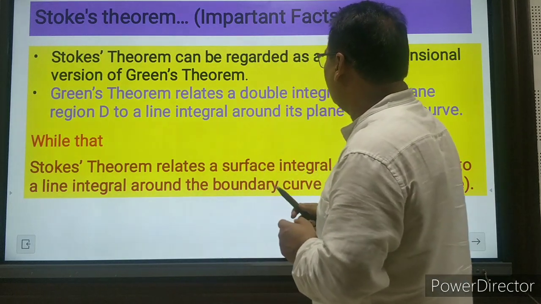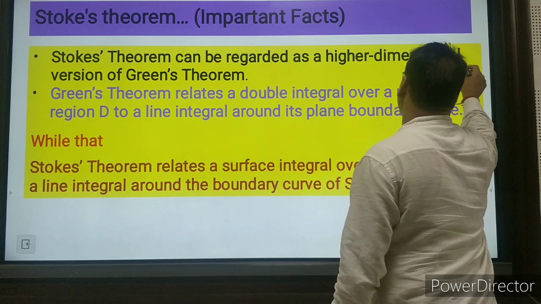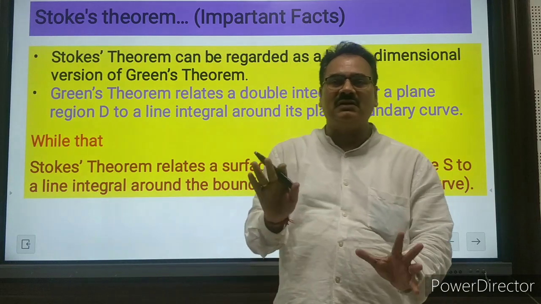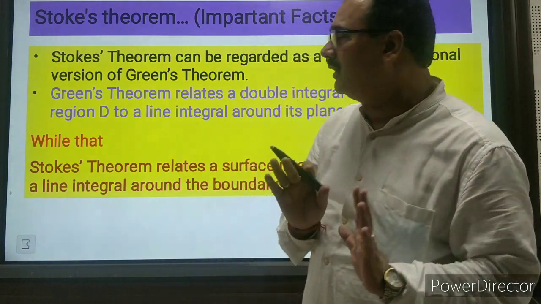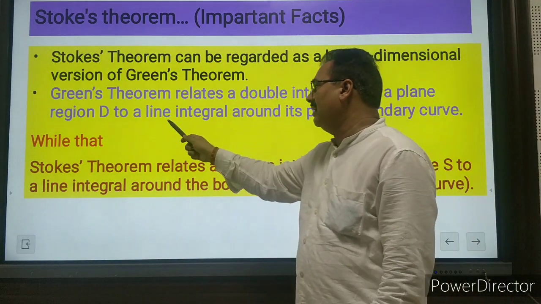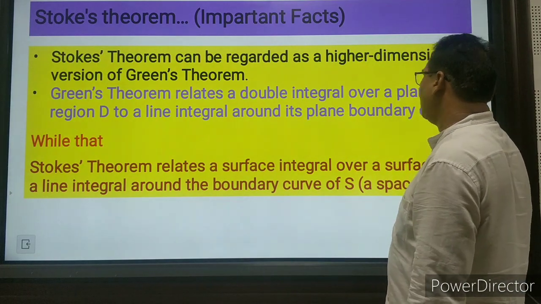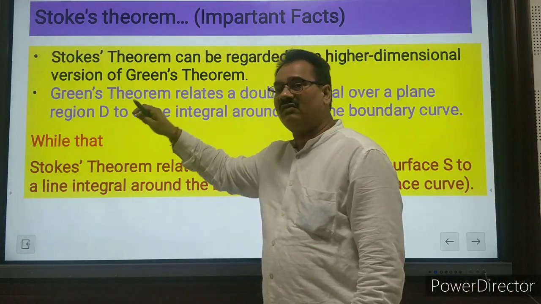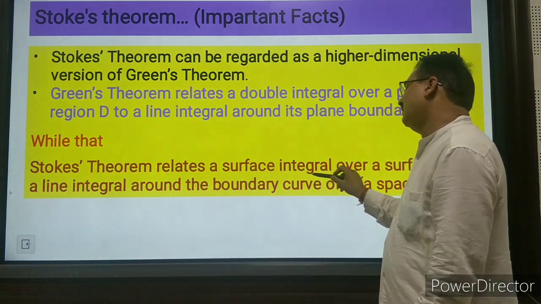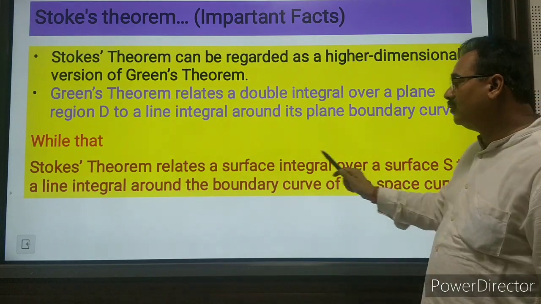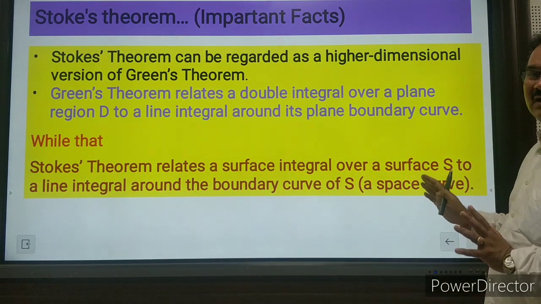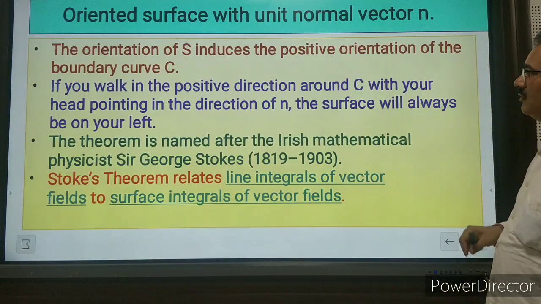Okay, so Stokes theorem can be regarded as a higher dimension version of Green's theorem. Green's theorem relates a double integral over a plane region D to a line integral around its plane boundary curve. We have already seen this during the discussion of Green's theorem. While Stokes theorem relates a surface integral over a surface S to a line integral around the boundary curve of S, a space curve. So this is the difference between Green and Stokes.